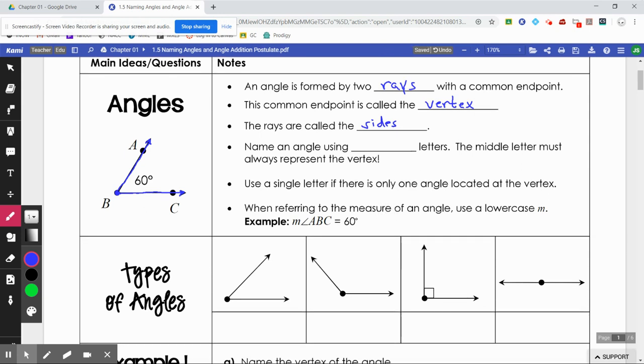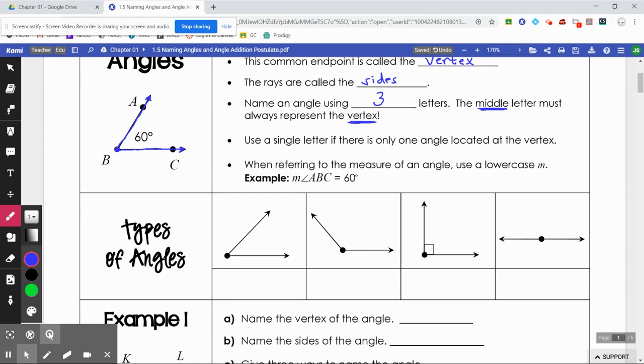We name an angle using three letters. Now this next part is super important. The middle letter must always be the vertex. So we'll talk in a second about how to name this. Now there is another option. We can use a single letter. We're going to use three letters with the vertex in the middle, or we can just use a single letter if there's only one angle at that vertex.